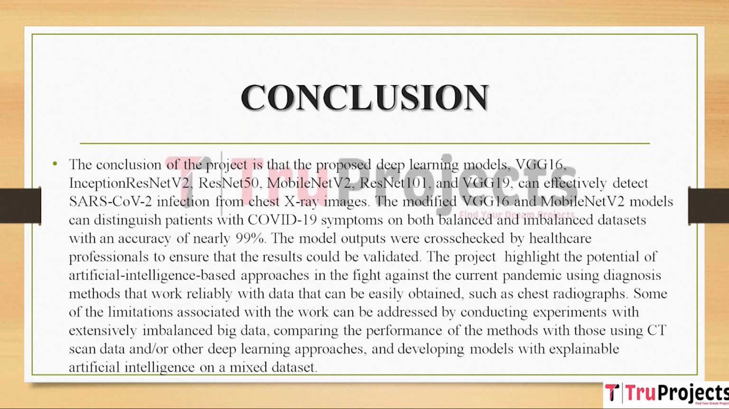VGG16, Inception, ResNet v2, ResNet 50, MobileNet v2, ResNet 101 and VGG19 can detect SARS CoV-2 infection from chest X-ray images. On both balanced and imbalanced dataset, the improved VGG16 and MobileNet v2 models can classify patients with COVID-19 symptoms. Healthcare professionals double-check the model outputs to ensure that the results could be validated.